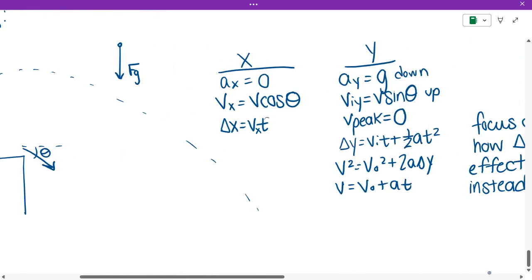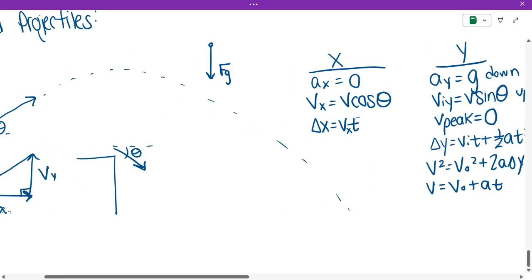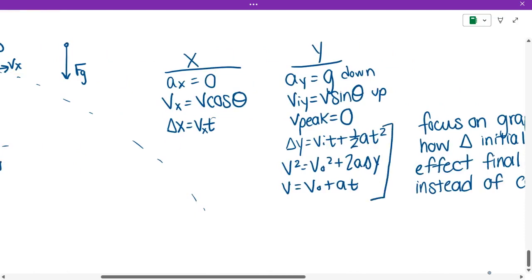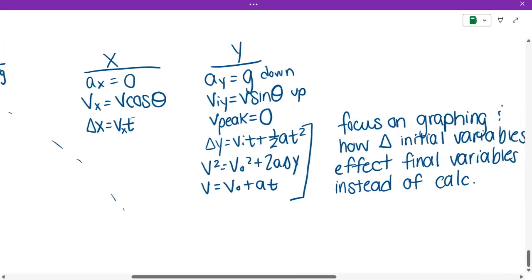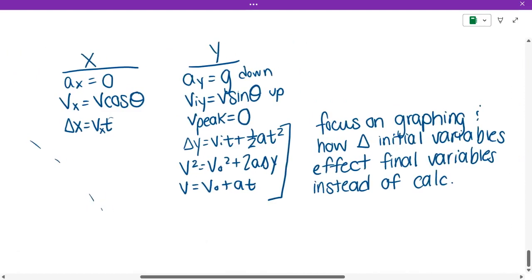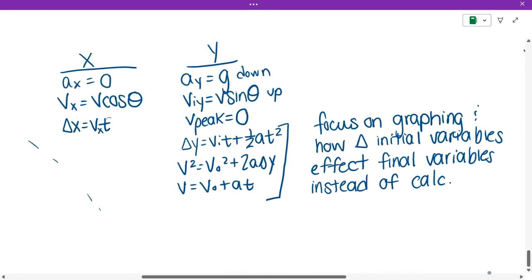Again, the force of gravity is the net force. Remember that if there is a peak as we're launched upwards, the velocity in the y direction at that peak is 0. Okay? We still are moving forwards. We still have a vx, but our vy at that peak is 0. And all these equations work in the y direction for the same reasons I explained above. Okay? So again here, we're not going to focus on calculating. We're going to focus on how changing the initial variables affects the final variables.